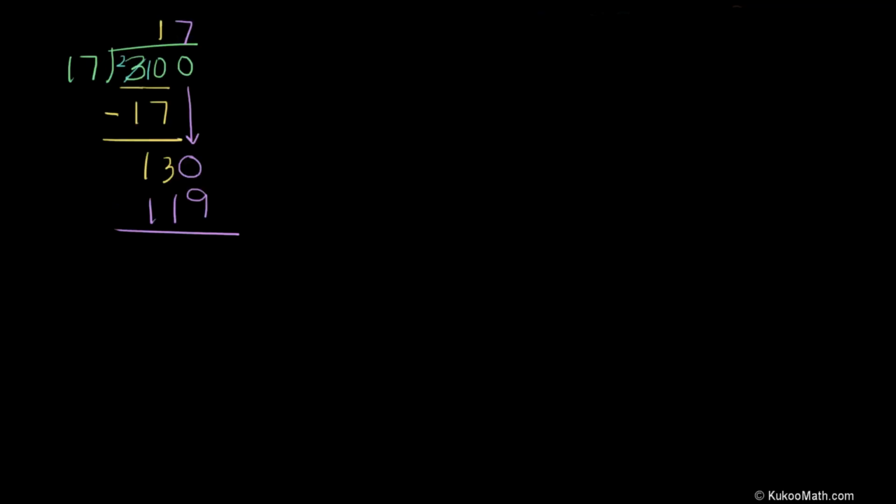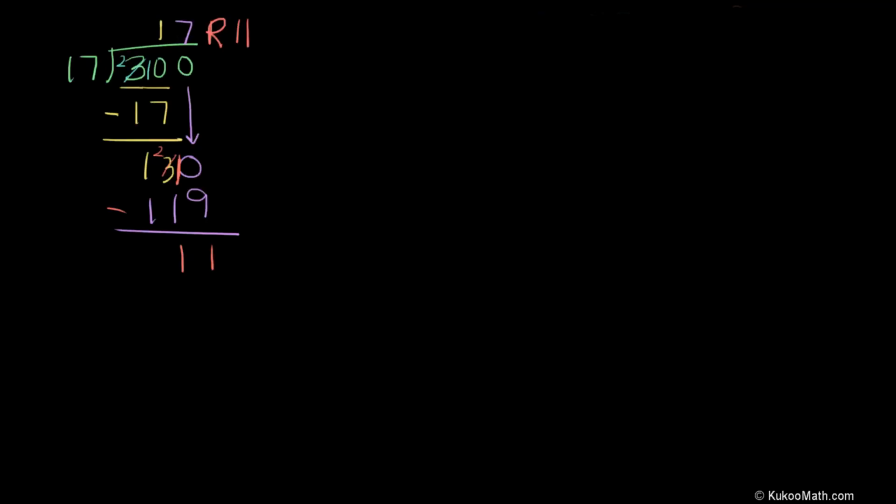And now let's try subtracting again. Cross the 3 out. This becomes 2. A 1 goes in front of the 0. 10 minus 9 is 1. 2 minus 1 is 1. 1 minus 1 is 0. And now we're left with 11. 11 is less than 17, so this is good as a remainder. So our answer becomes 17, remainder 11.